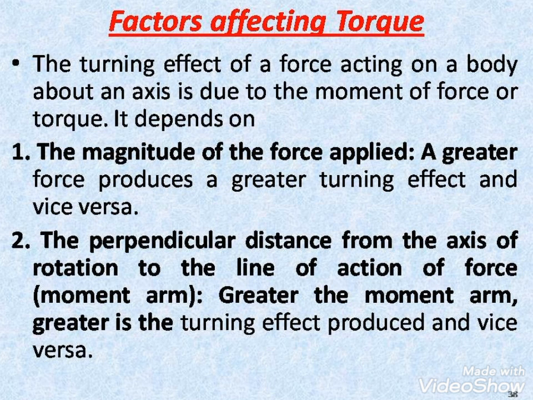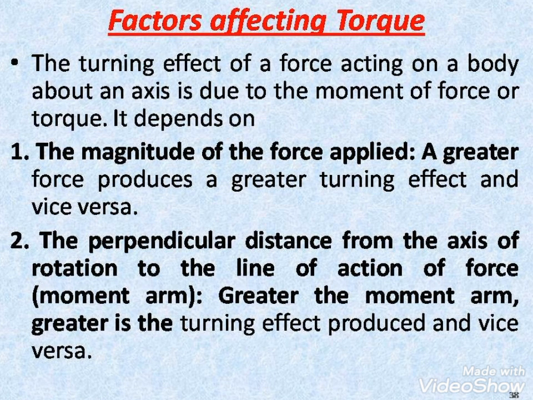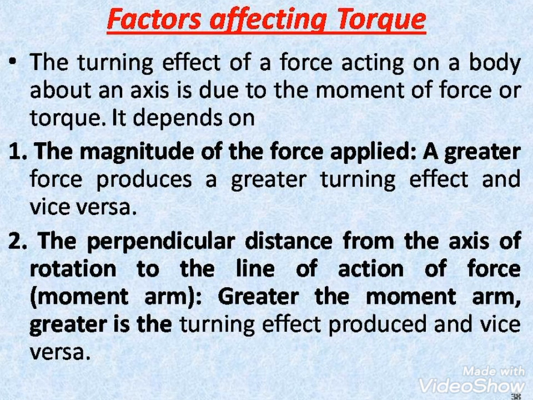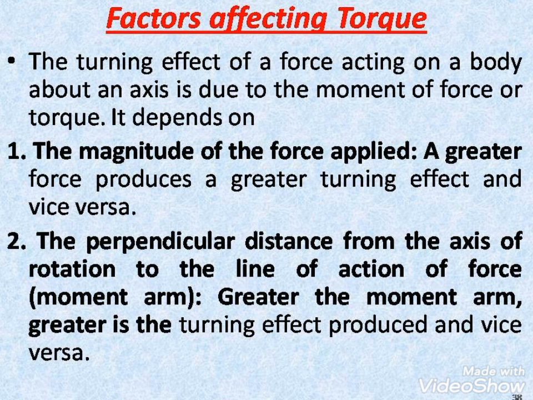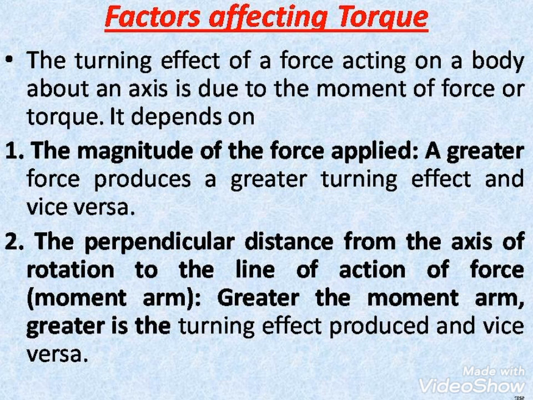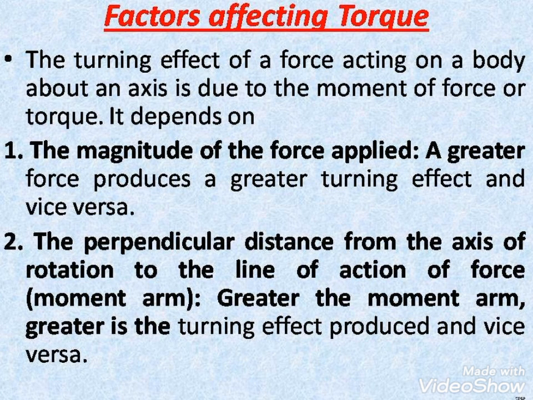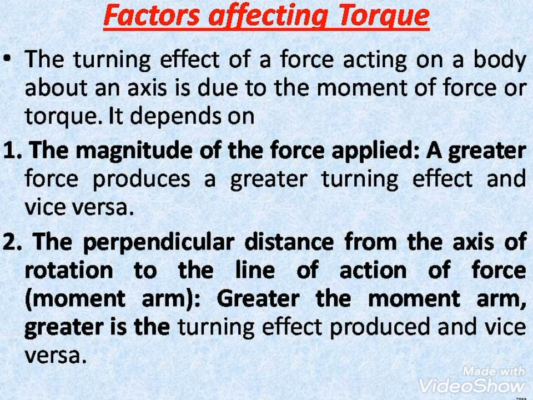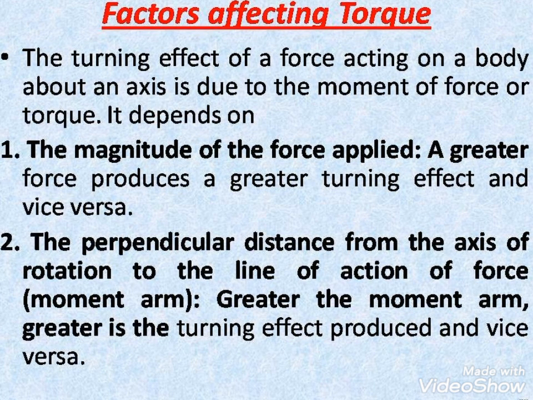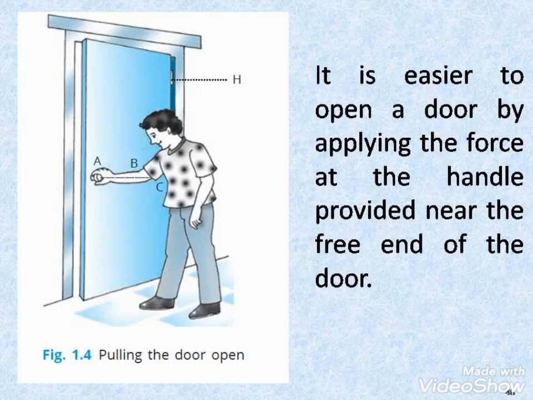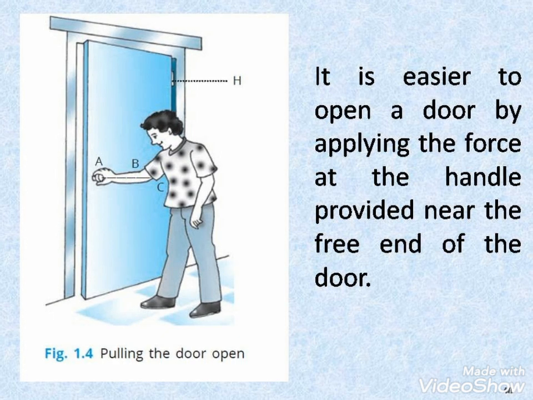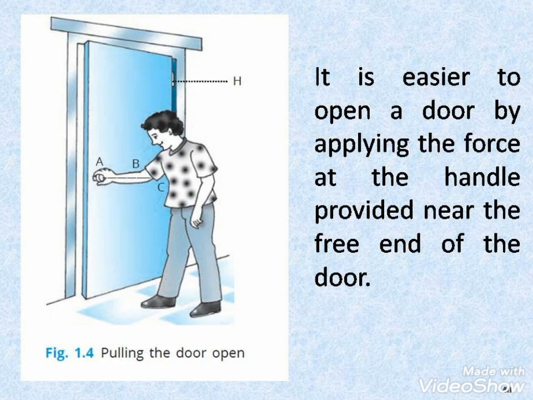Coming to the factors affecting torque, as we have already discussed in the previous diagram, it depends upon the magnitude of the force applied and the perpendicular distance from the axis of rotation to the line of action of the force. That means if I am applying more force, then the turning effect will be more. If I am applying less force, then the turning effect will be less. For example, if I am applying more force on the handle of a door, then I can easily rotate it. If I apply less force, there will be less rotational or turning effect on it.